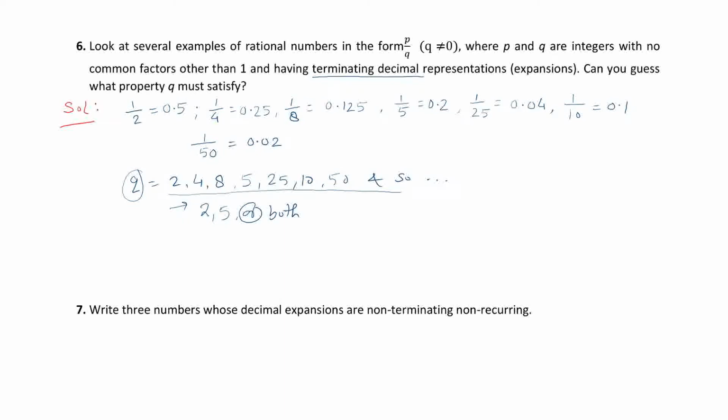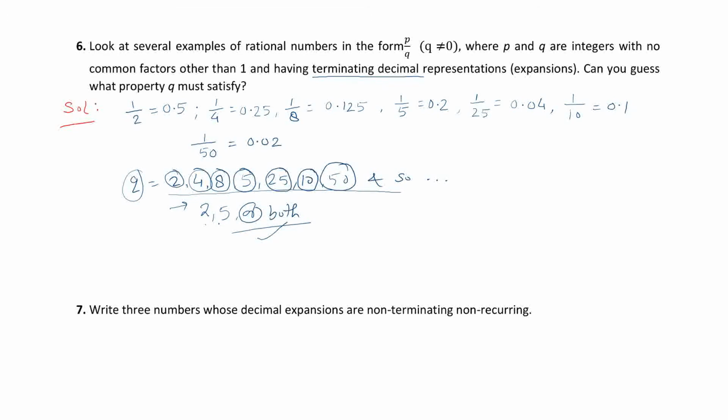Here we can see this is the power of 2, 2 to the power 2, 2 to the power 3, this is the power of 5, and this is the multiplication of both, 2 into 5, this is again 2 into 5 into 5, and so on. So we can say when q is the power of 2, 5, or both, then its decimal expansion will always be terminating, right? All right. So let's move to the next question.